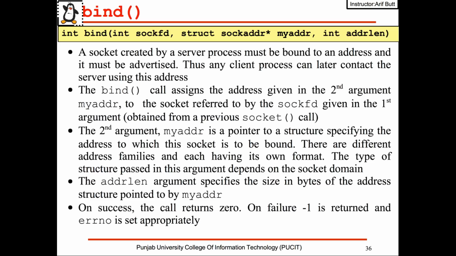We need to learn 3 more calls, and the first is bind. The server program first makes the socket system call to create a socket, and then uses the bind call to bind the socket descriptor with the address passed as the second argument. And the third argument is, of course, the size of the address structure.